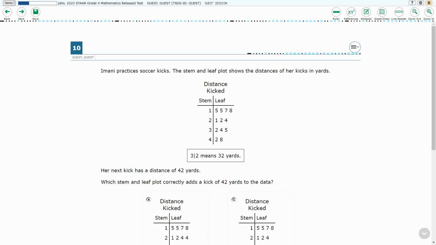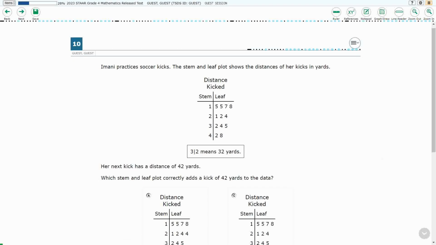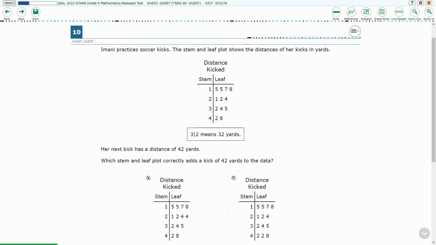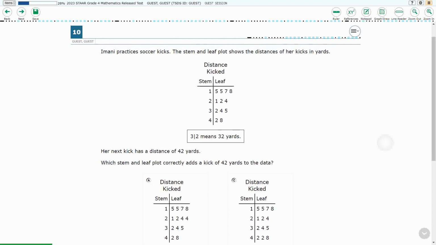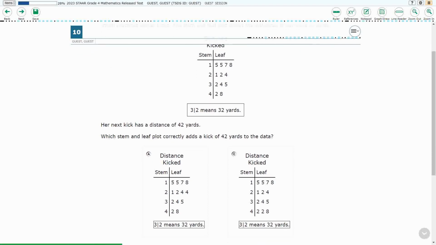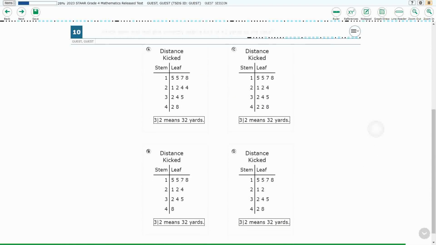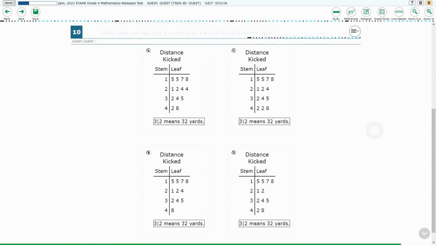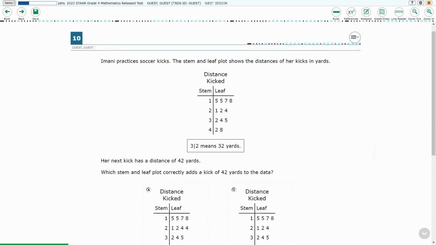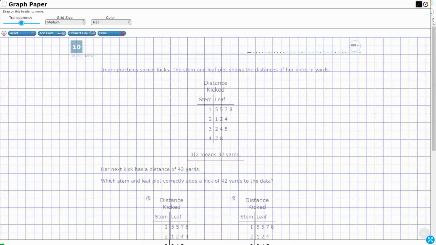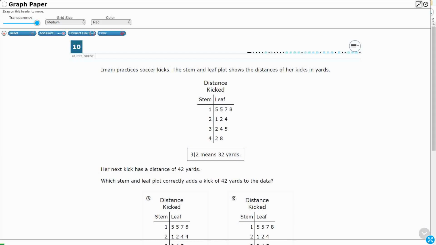All right, so we've got Amani practicing soccer kicks. The stem and leaf plot shows the distances of our kicks in yards, and we need to simply add 42. We've got a whole lot of stem and leaf plots to look at, so let's first analyze this stem and leaf plot.